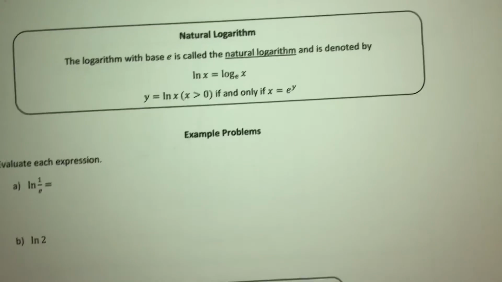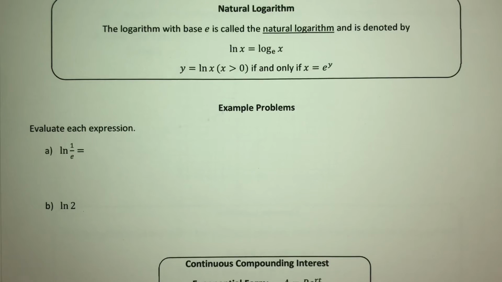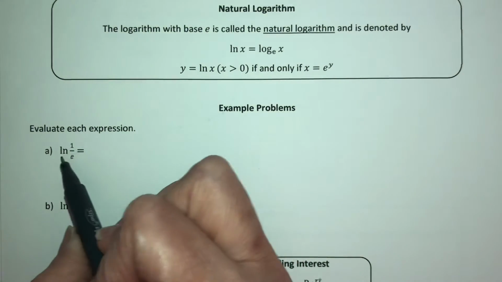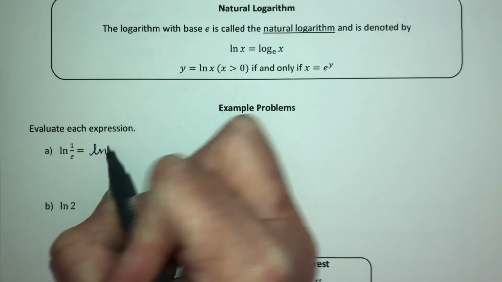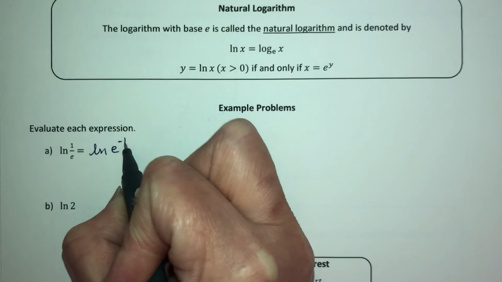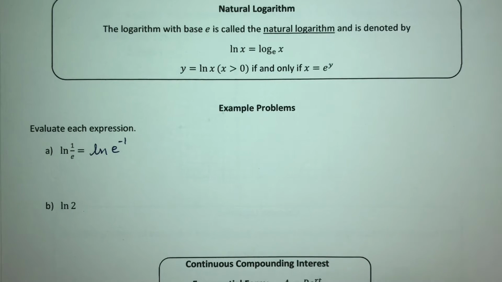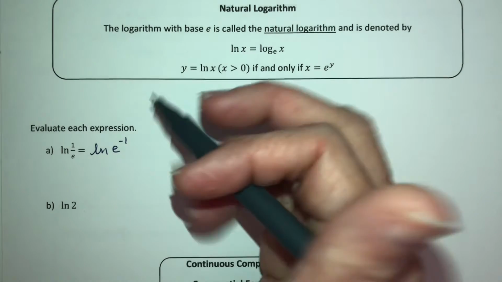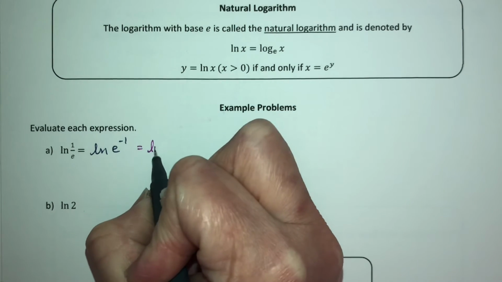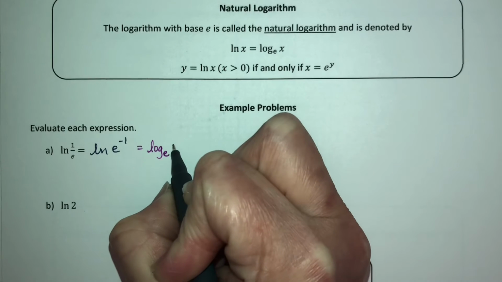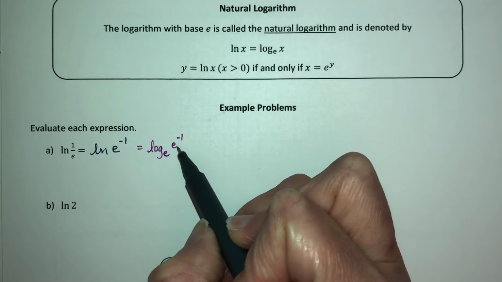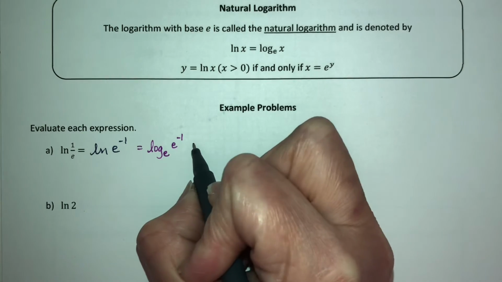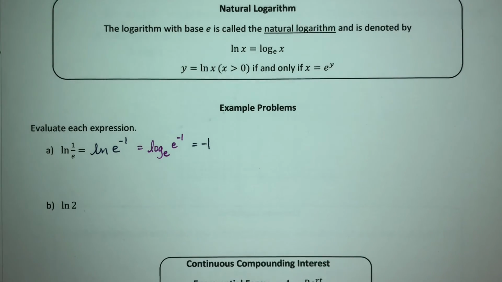Okay, so let's just look at some example problems here. We want to evaluate this. Natural log of 1 over e. Well, this is the same thing as natural log of e to the negative 1. Now, you may not need to write down this step, but this is the same thing as log base e of e to the negative 1. One of our basic properties was if you have the same base here and here, then your answer is your exponent. So this should be simply negative 1.